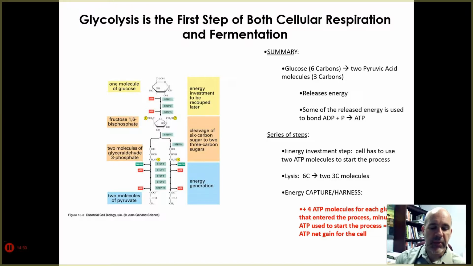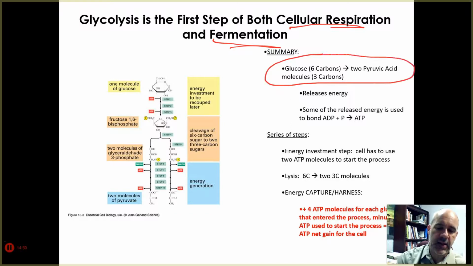Okay, so a little bit more about glycolysis. So again, glycolysis is the first phase of both cellular respiration and fermentation. So it's a pretty important process. And now we just talked about how during glycolysis, a single glucose molecule is split into two pyruvic acids. Each of those has 3 carbons in it. And is that a catabolic process? Hopefully you're thinking yes.